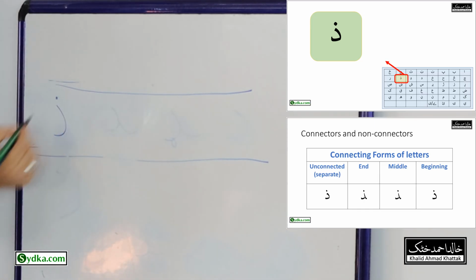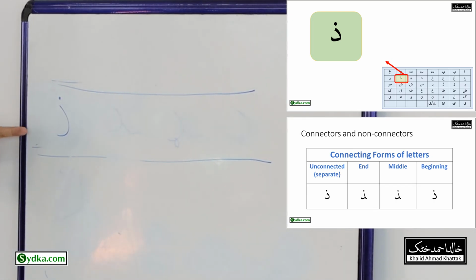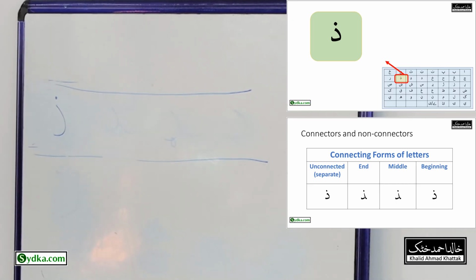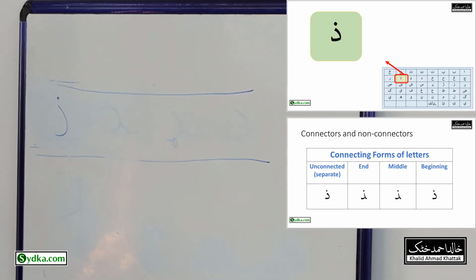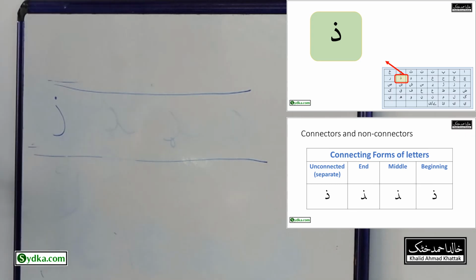What is this? Anyone? No? Zal is different. Dhal is Arabic, and in Pashto we say zal. So it's the same sound as z. Okay, z. And is it a connector or non-connector?